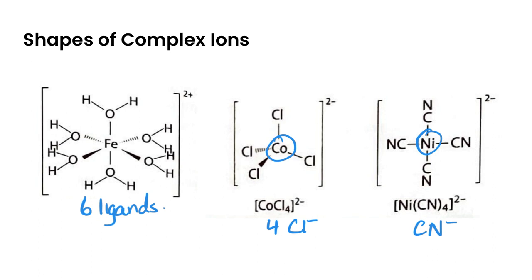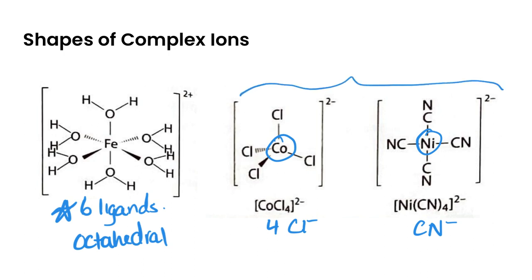In terms of the shapes that these complex ions take, anytime you have 6 ligands, it's going to be an octahedral shape. Basically, it's following the rules of VSEPR. So we have 6 things bonded to a central atom, and it's an octahedral shape. It gets a little bit trickier when you have 4 ligands. It's a bit more complicated, so we're not really going to talk about that here in this video.